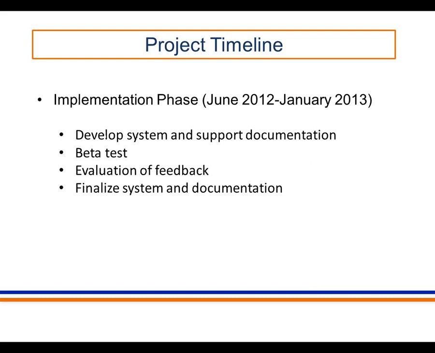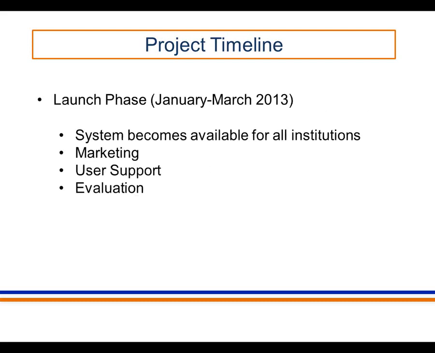The implementation phase is the second half of the year, and we will develop an actual system and the support documentation for the institutions to know how to use it best, and we'll do beta testing and evaluate feedback on the beta system, and then finalize the system and documentation. And then in the spring of next year, we will make it available to the institutions. We'll publicize it, provide user support for people as they're adopting it, and we'll also do an evaluation.